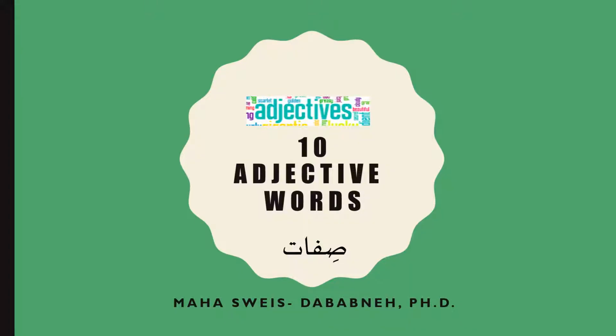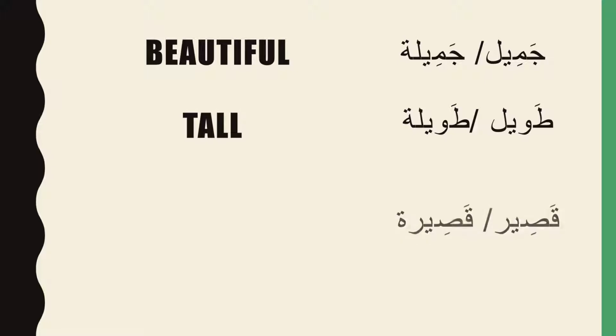In this video, I will teach you 10 adjectives. Adjective means in Arabic صفات. Let's get started. جميل, جميلة. Remember the one to the right side, جميل, masculine, جميلة, feminine. طويل, طويلة. قصير, قصيرة.